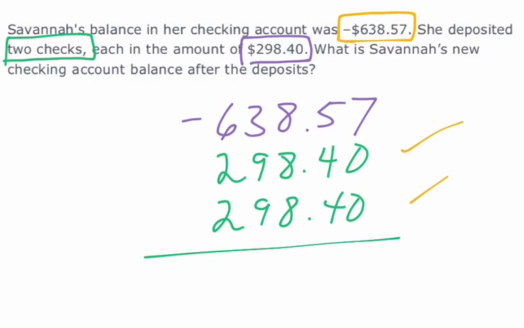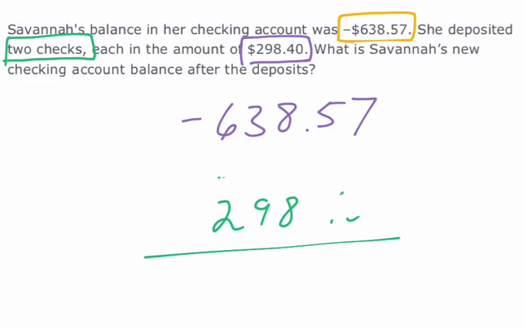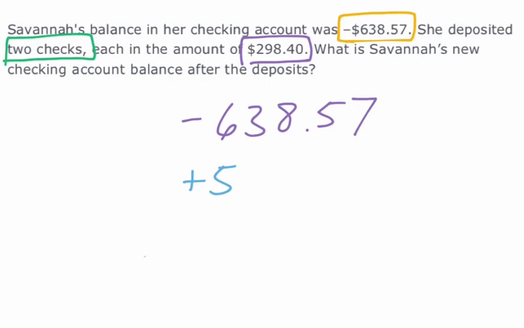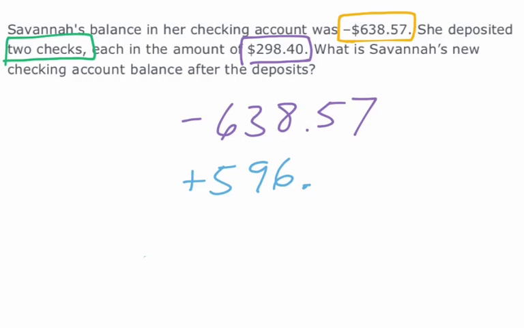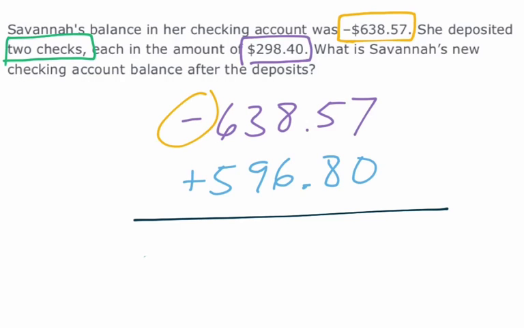If we go back to the beginning here, I'll erase some of this. She started negative $638.57, and she gained $596.80. So we now need to see how much she will have in her account at this point. Well, she has more negative still in the account, because it's negative $638 than she has positive. So we're actually going to do some subtraction here to find the difference, but our answer is going to be negative because she still has more negative amount from where she started in her checking account.